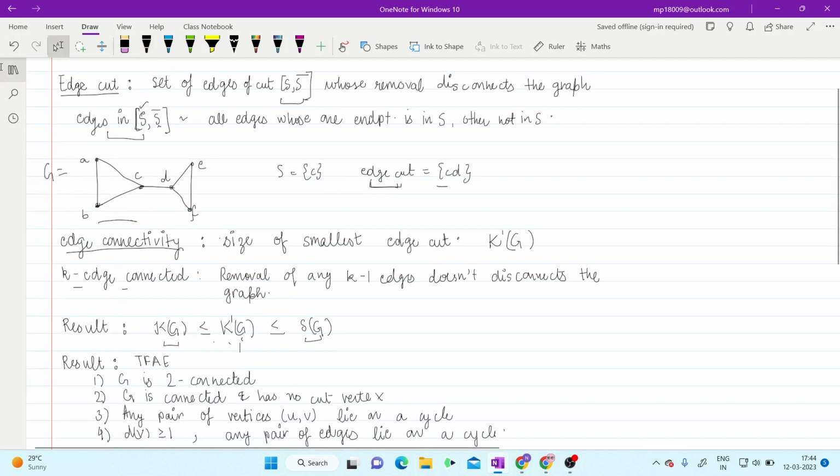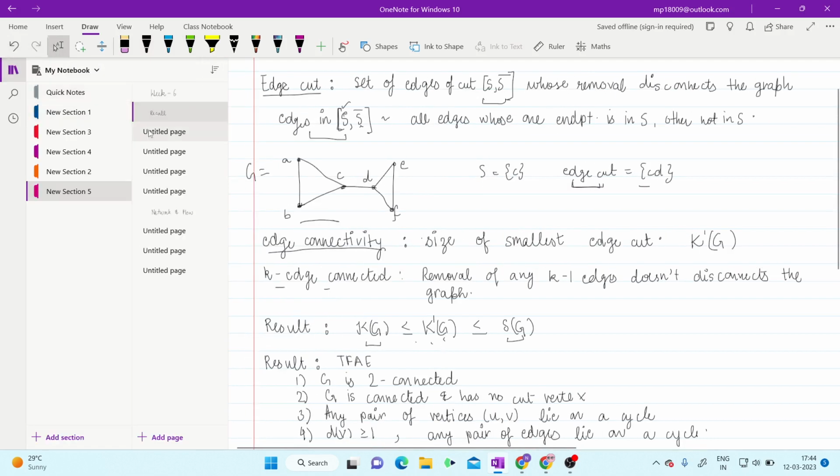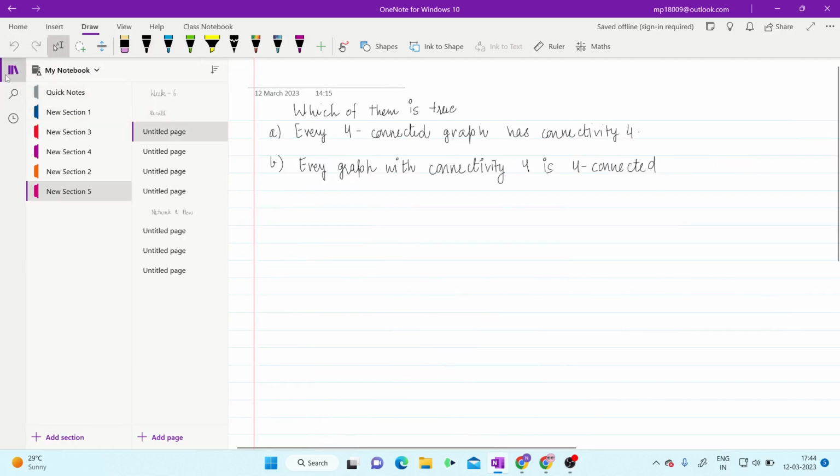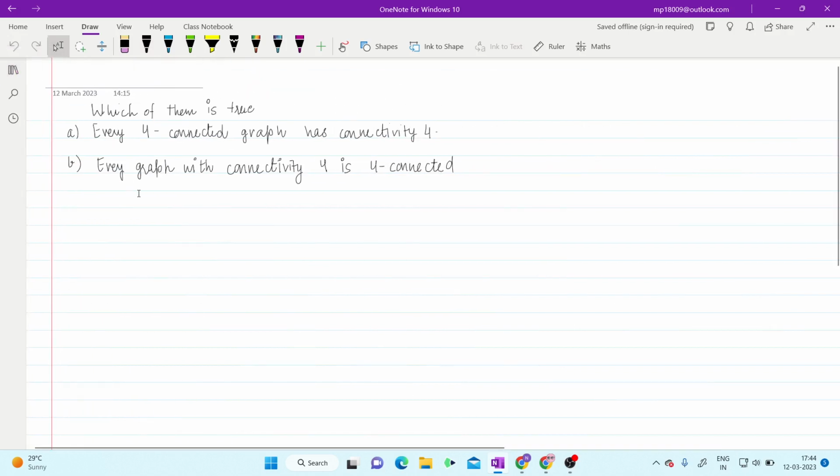Okay, now let's do some questions. We have done connectivity, so this is just recalling, after a long discussion about connectedness and connectivity. So this should be a trivial question now. Tell me which of them is true: every 4 connected graph has connectivity 4, or every graph with connectivity 4 is 4 connected. Which statement is true?